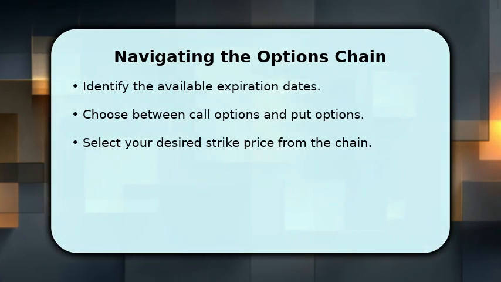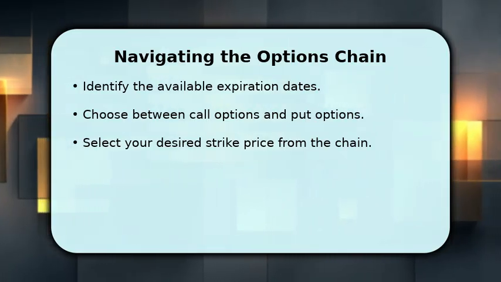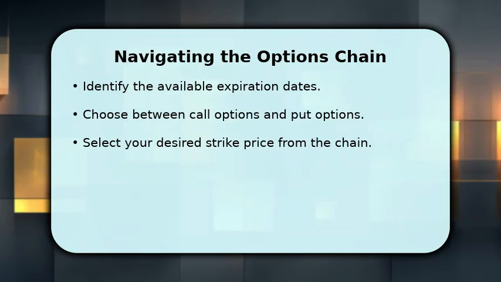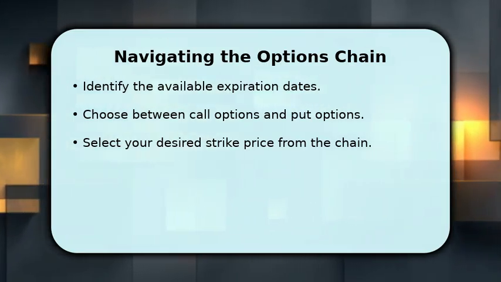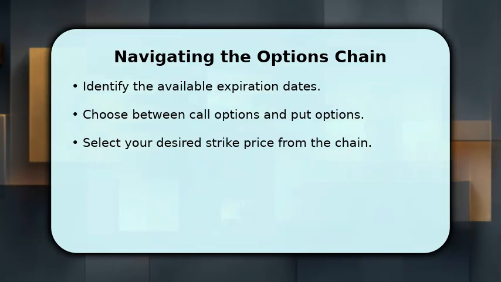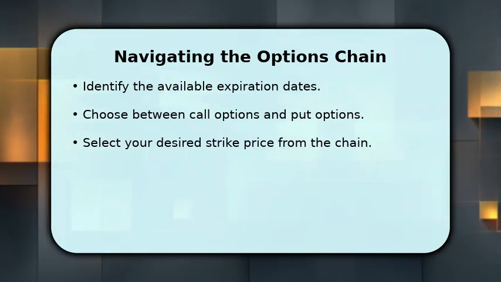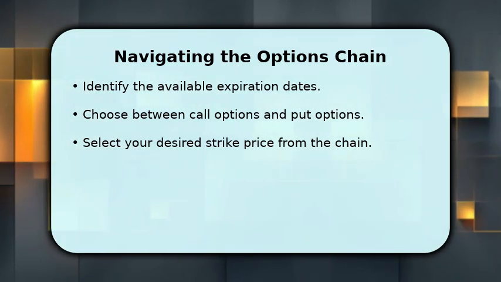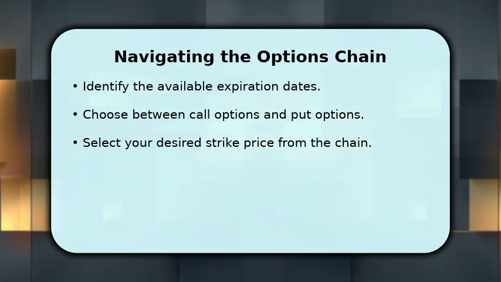After entering your ticker, you will see the options chain. This displays various expiration dates. Typically, weekly options are in yellow and standard monthly options are in white. Select an expiration date that aligns with your trading strategy. On the left, you'll find call options, and on the right, put options. Choose the type of option you want, then locate your preferred strike price, which is the price at which the underlying stock can be bought or sold.